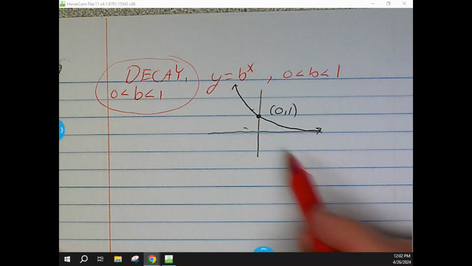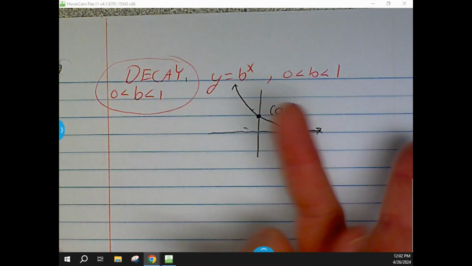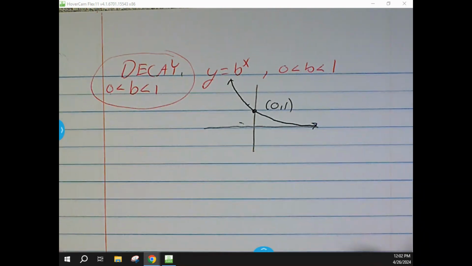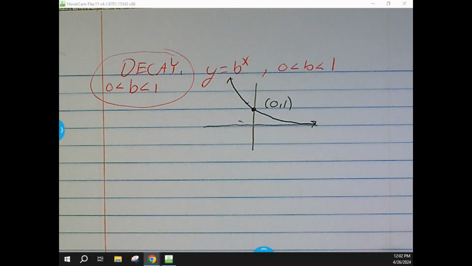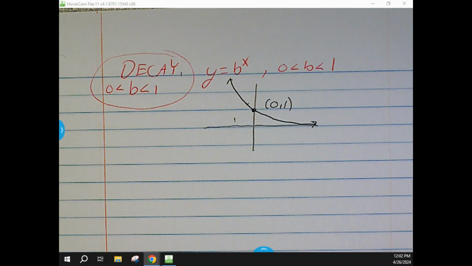Okay, domain and range are going to stay the same because, again, we didn't move it any, we just flipped it around. So just because we flip it around, domain and range can be the same. So anything growth, it's going to look like this. Anything decay is going to look like that.